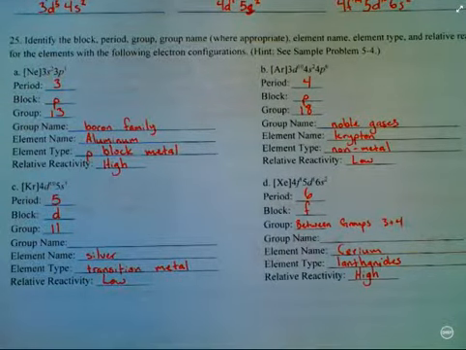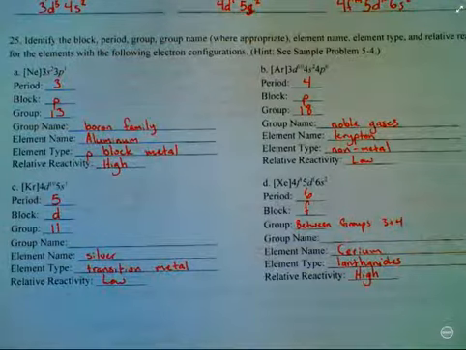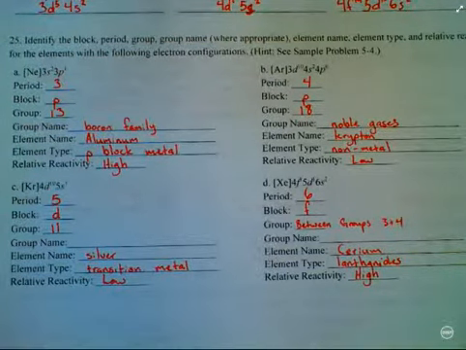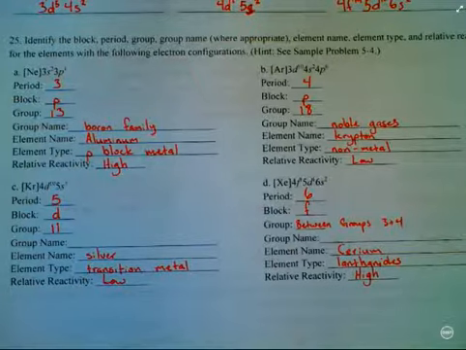And let's finish up with number 25. Identify the block, period, group name, where appropriate, won't always be, but if it's got one, give it. Element name, element type, and relative reactivity for the elements with the following electron configurations. Now again, if you want help, if you want an example, see sample problem 5-4.